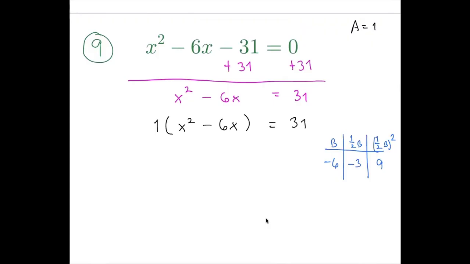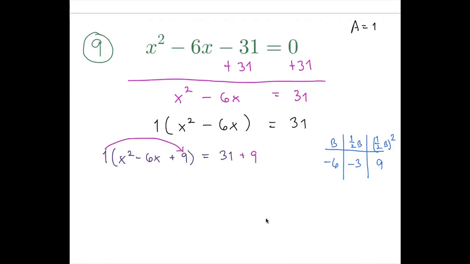So basically, we're going to take the 9. We're going to add that to both sides of the equation. So we have 1 parentheses x squared minus 6x plus 9, and then equals 31. And then remember, just like normal, we would multiply the number that we add on to the parentheses by a. Well, it's just 1 times 9, so it's just going to be plus 9.